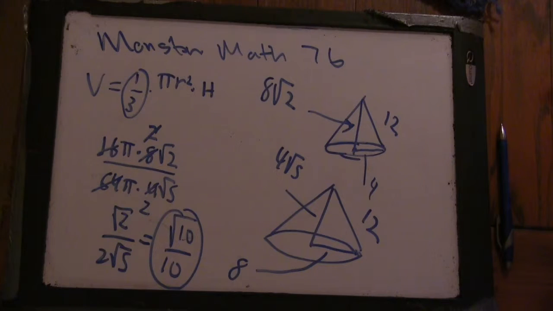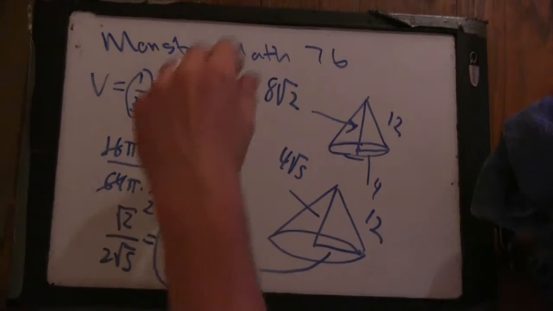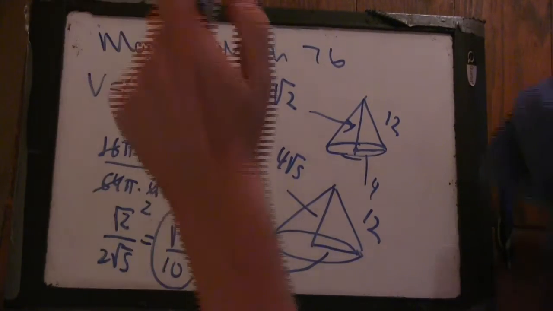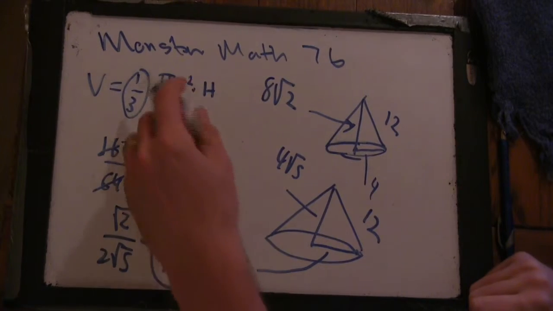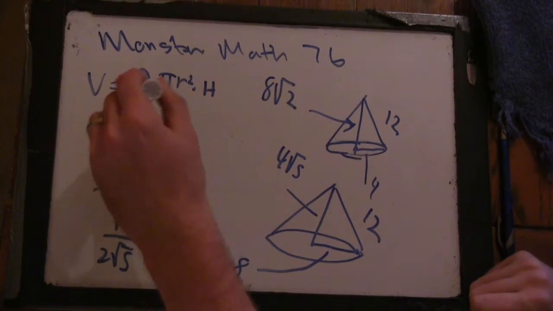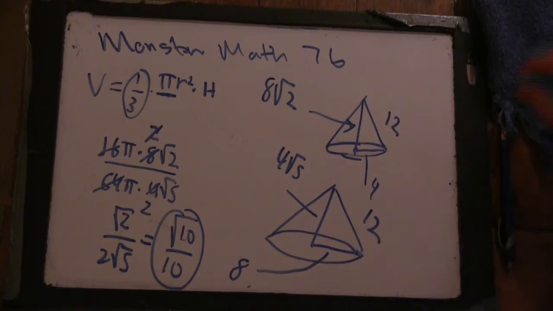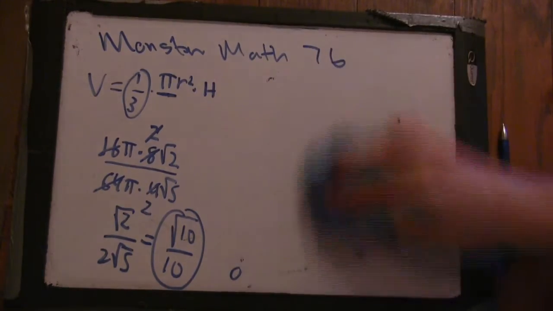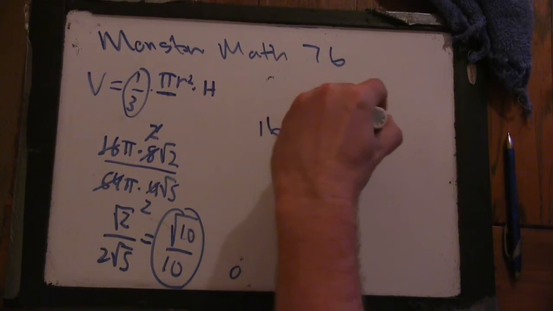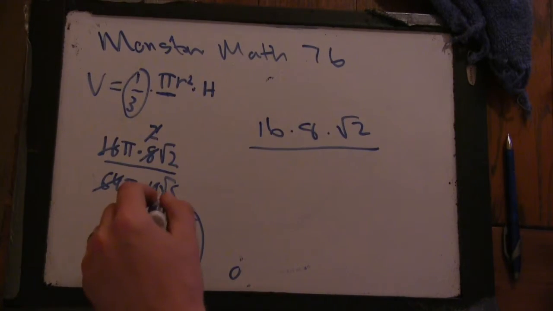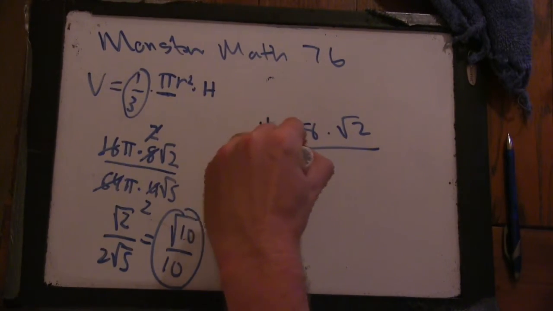Sometimes, I actually don't really know. This is just a lot of calculating. You can leave the pi's out too, by the way. You left the 1/3 out. You can leave the pi out, and then you get, just be careful when you're simplifying these things. So you get 16 times 8 times root 2 over 64 times 4 times root 5.